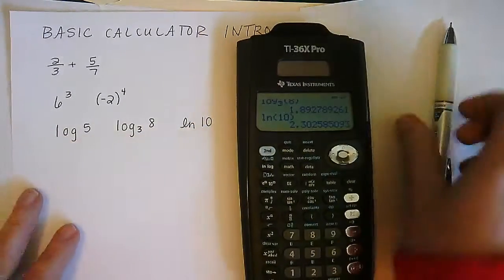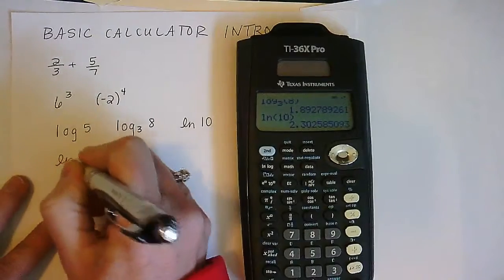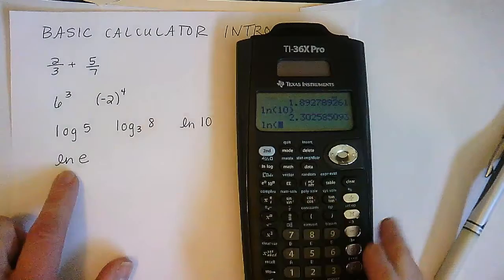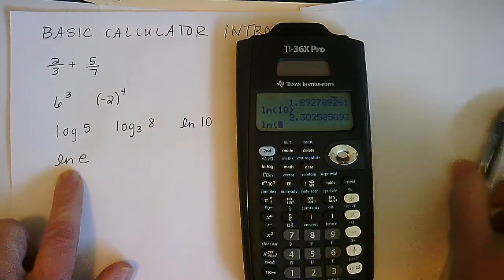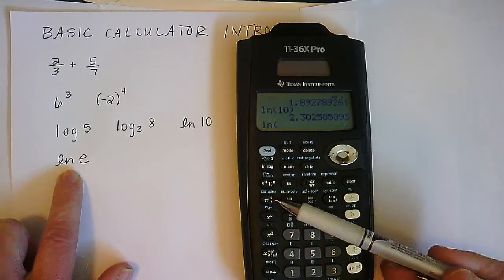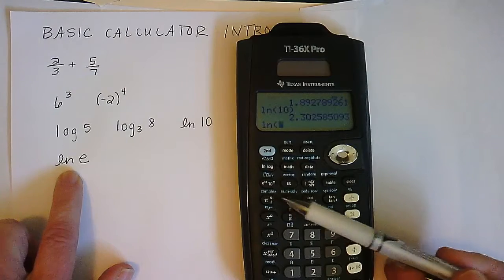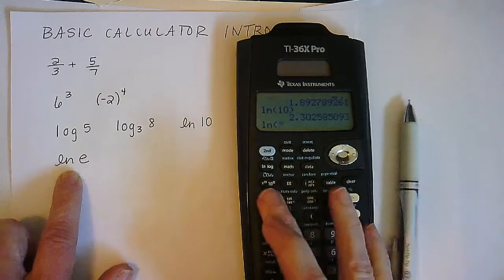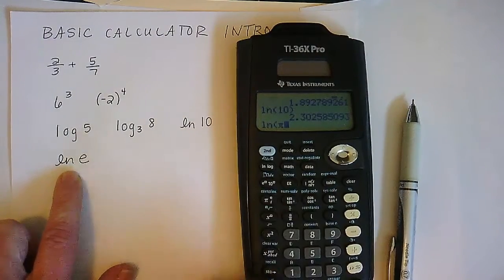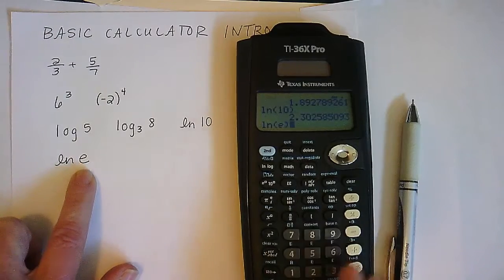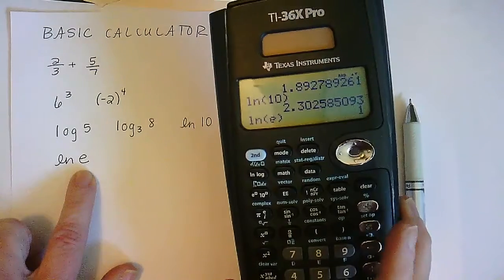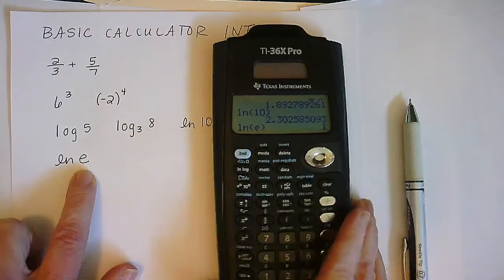And then let's just talk about one more thing here. Let's say you have natural log of e. So you want to hit your natural log, and then your E is down here on this button. It shows pi, E, and then I. So if you hit the button 1 time, it puts in a pi. If you hit it a second time, it puts in an E. And that's what we need there is an E. And then we'll hit enter, and you see the answer is 1. We'll be learning all about that later in the semester.